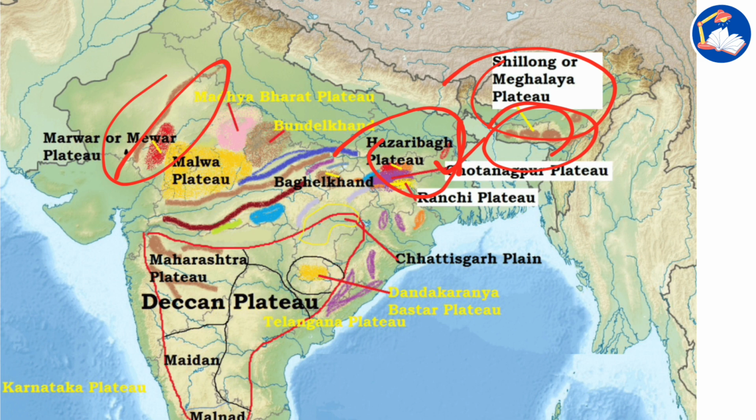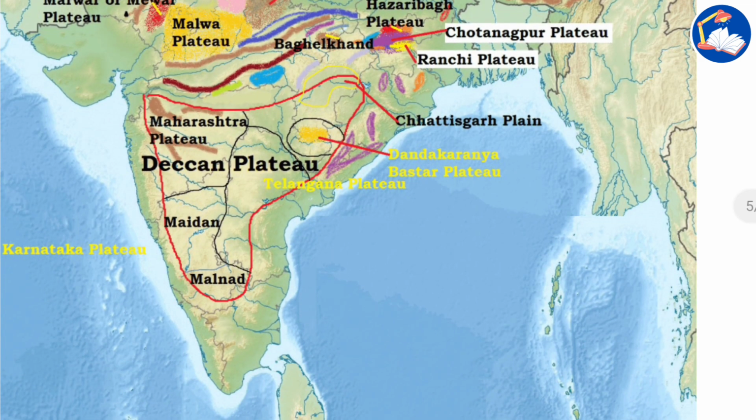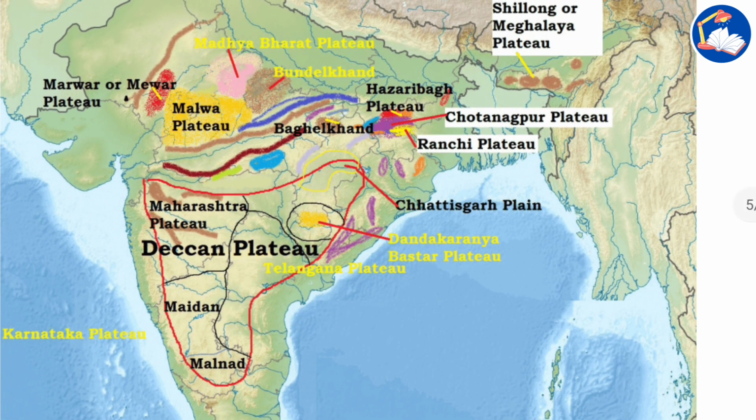I'll choose another color, yellow. Okay, and in the Deccan Plateau, it covers Maharashtra, Karnataka, Andhra Pradesh, and Telangana. Okay, and also we can look into another point, the Ranchi Plateau is there, Marwar Plateau is there. Okay, all these points are there. Anyway, I'll be sharing this PDF with you, so you can look into it.